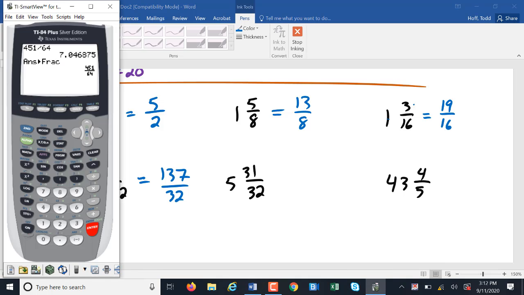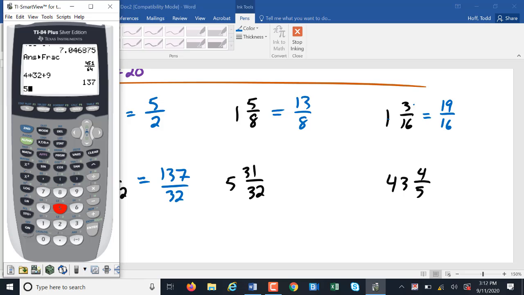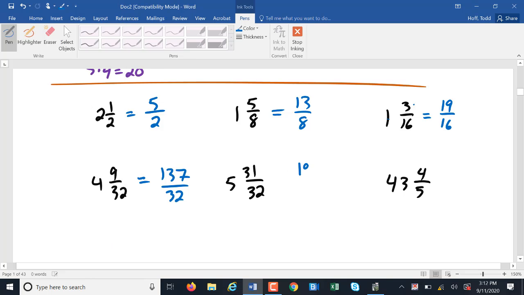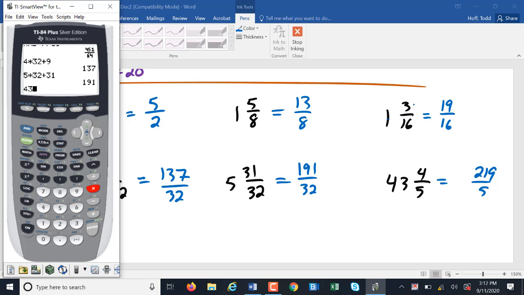Now, you could do 4 times 32. You can use the calculator. 4 times 32, and then plus the 9 gives you the 137, and of course the denominator doesn't change. This next one, I'd do the same thing. 5 times 32, and then just add the 31. We get what? 191/32. The last one we're going to get 219/5. Again, you can just use the calculator. 43 times 5 plus the 4 is the 219.